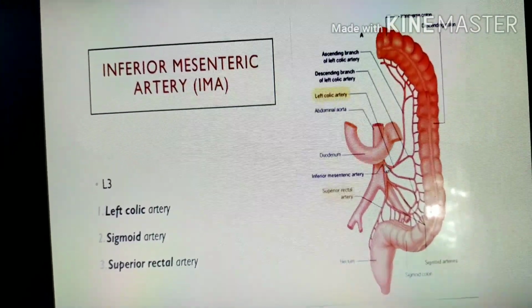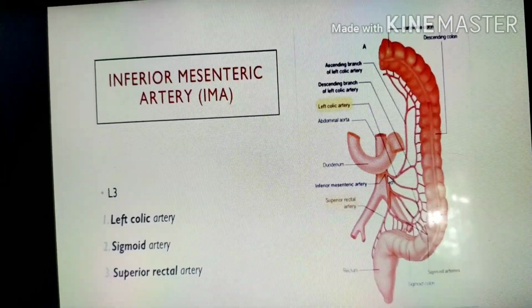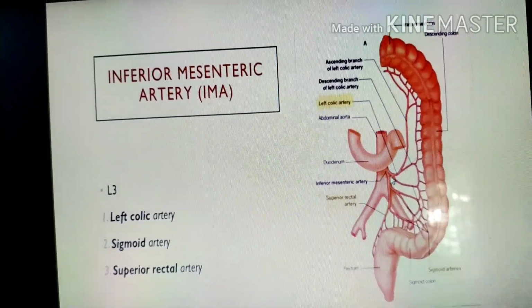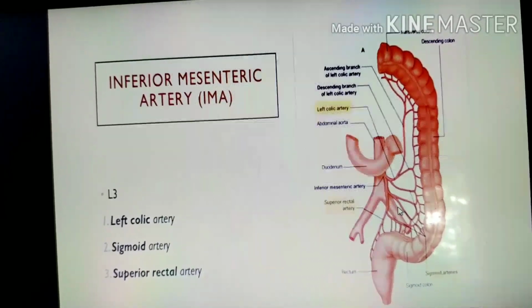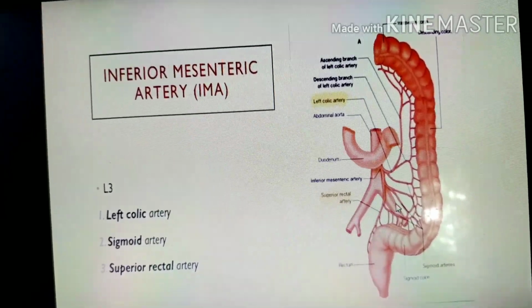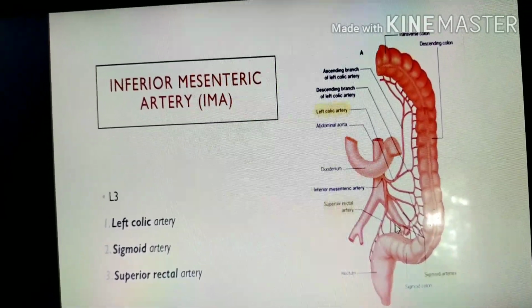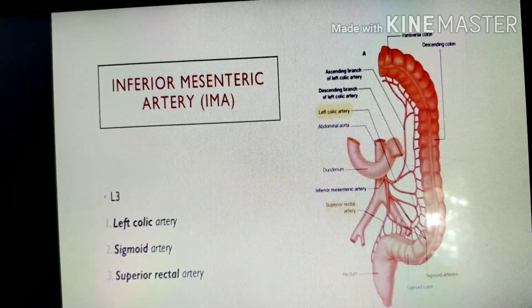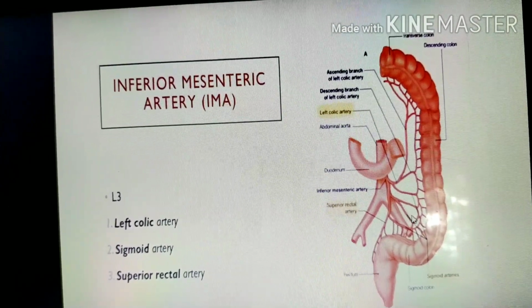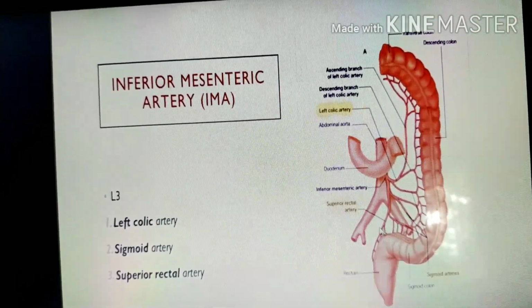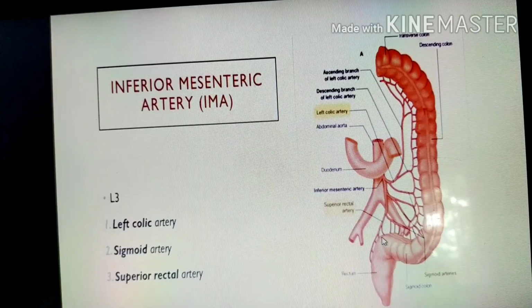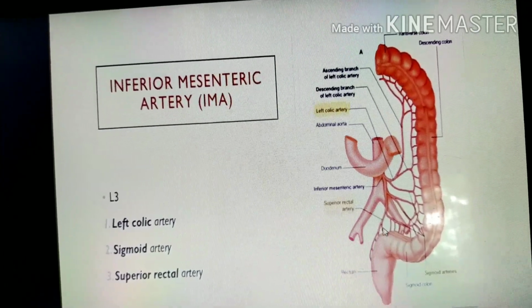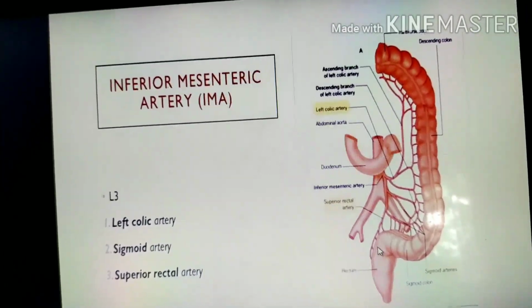After arising from the ventral aspect of the abdominal aorta, it runs in a downward direction behind the peritoneum to reach up to the left iliac fossa. Here it crosses the left common iliac vessels. At this level it is related to the left ureter which lies lateral to it. After that it reaches up to the sigmoid mesocolon and continues as a superior rectal artery.